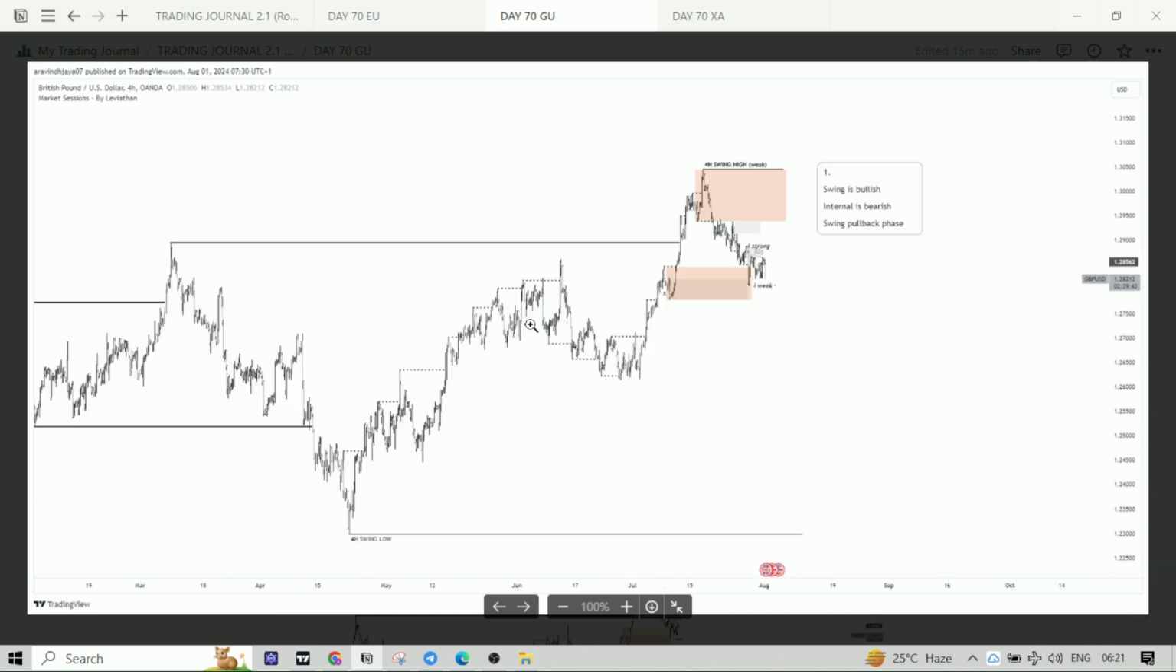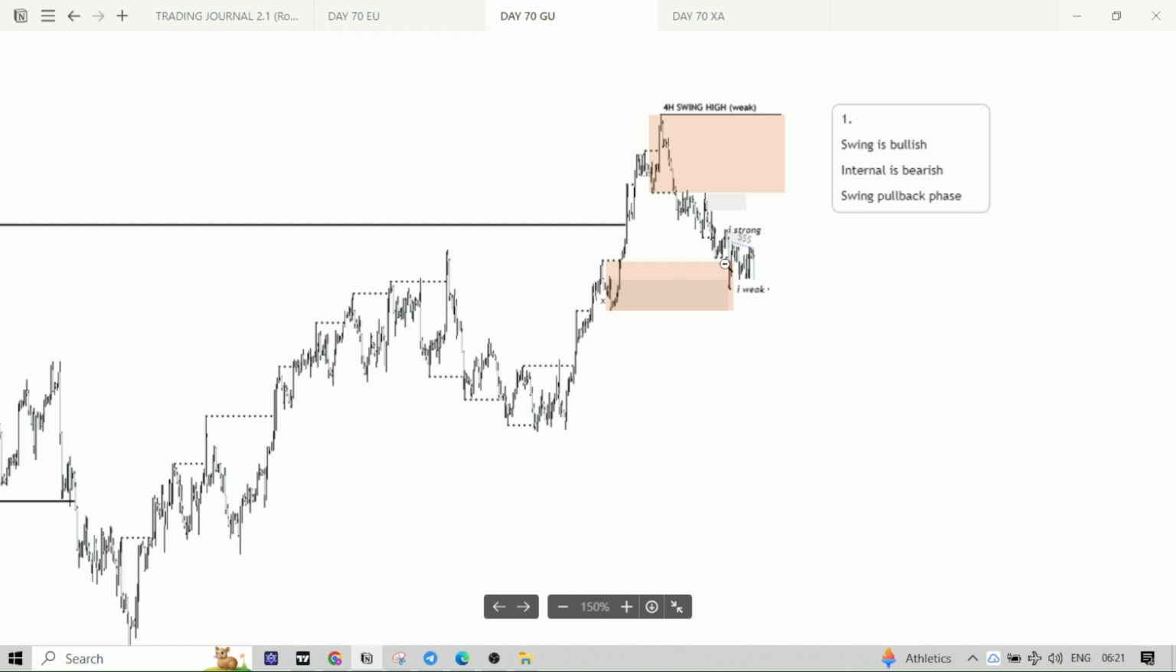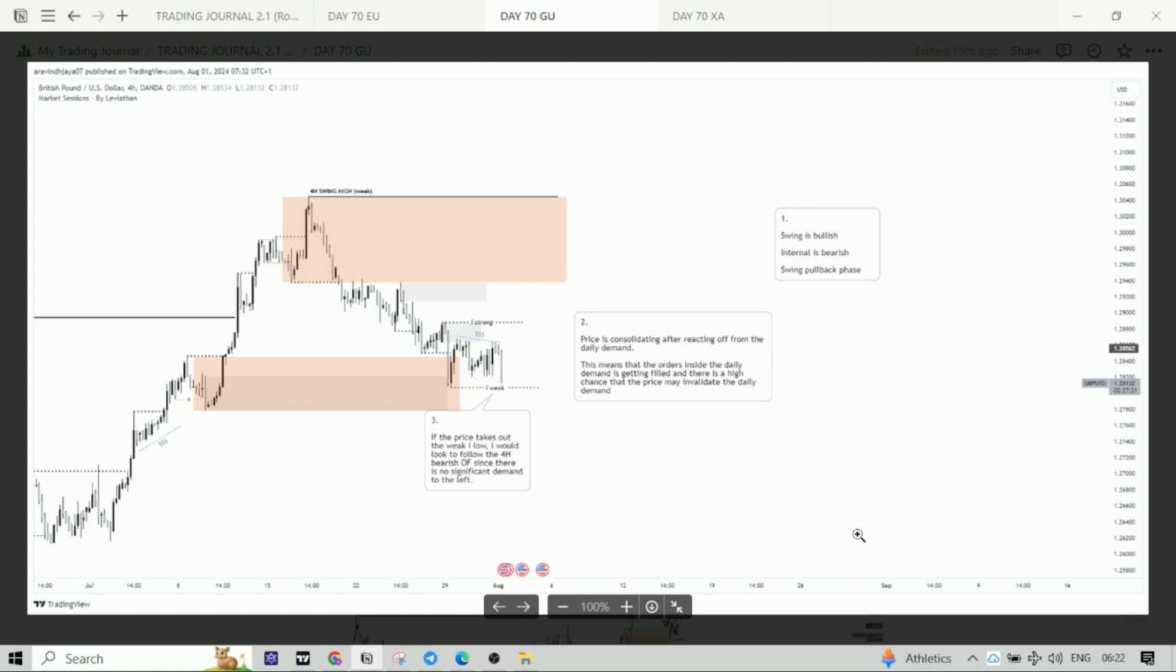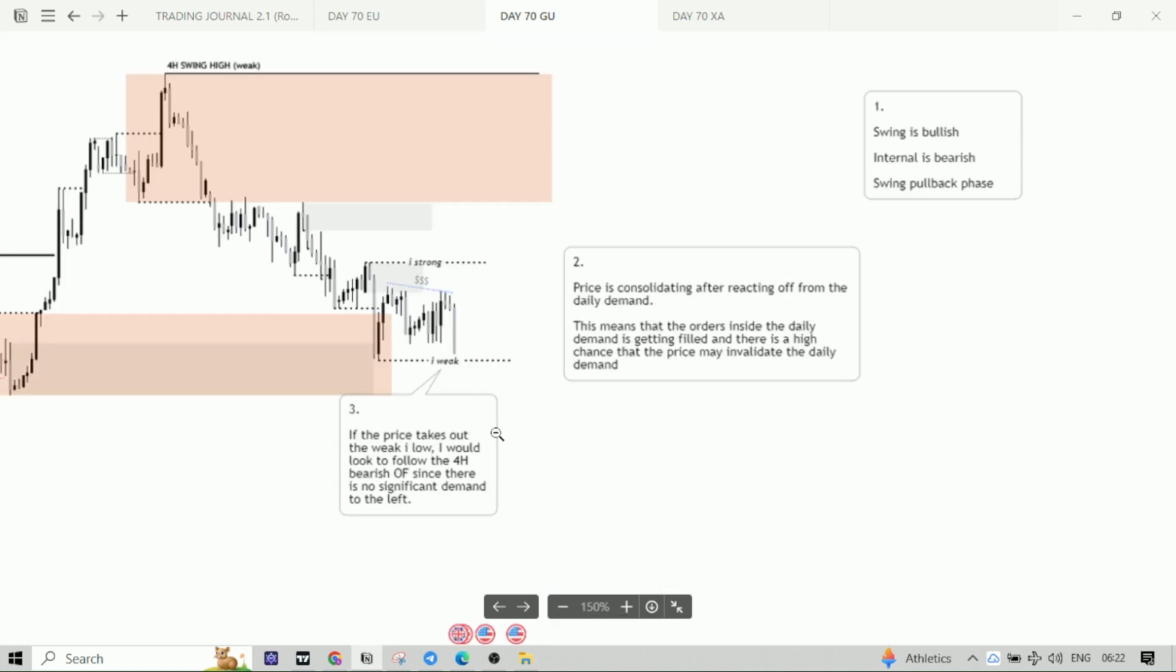This is 4-hour chart. The swing is bullish. This is the weak swing low, I mean, sorry, strong swing low. This is weak swing high, and this could be the current internal range that I'm dealing with. So the price is in the swing pullback range, and it has not yet reached the equilibrium of the swing range. So this is the internal structure that I'm dealing with.